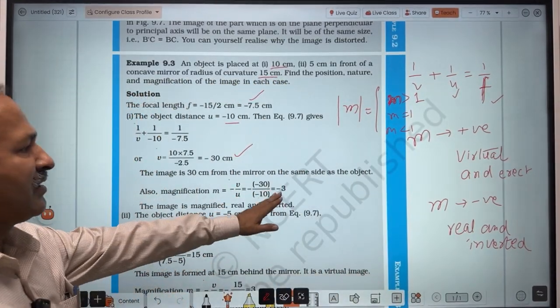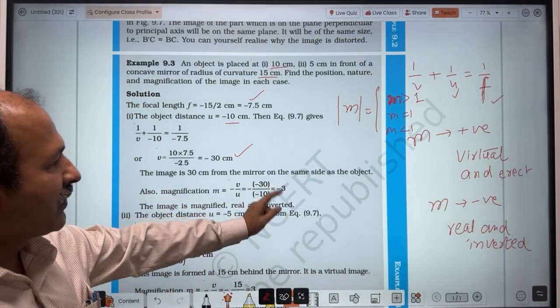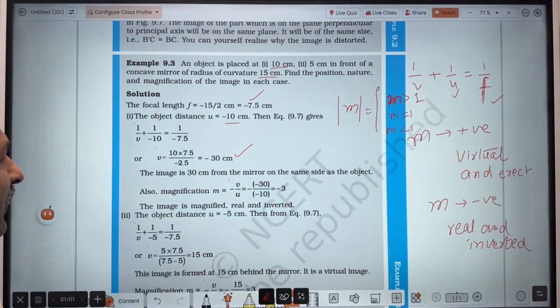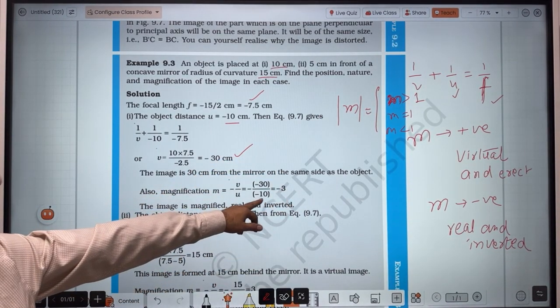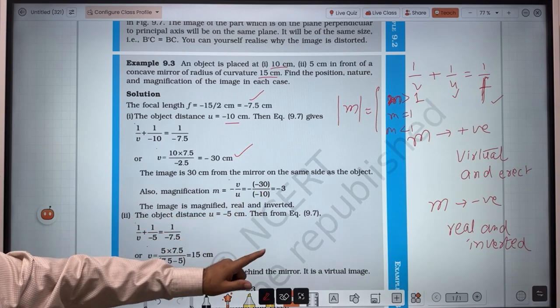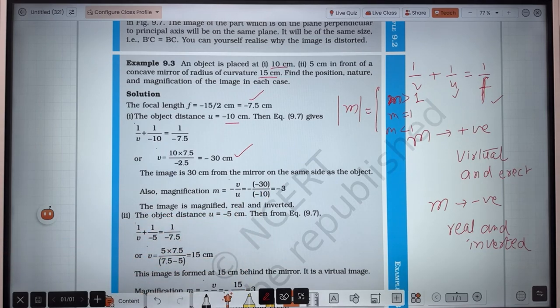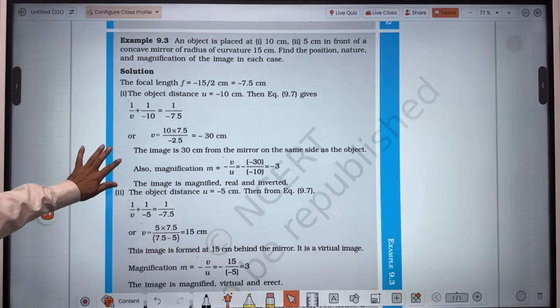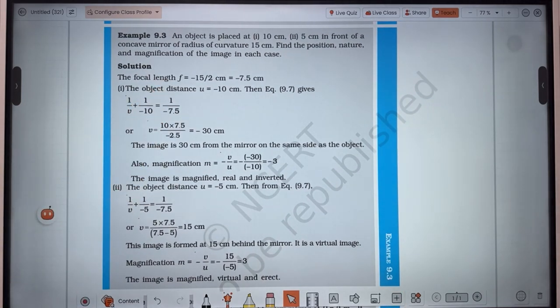So here, as per rule, we will get minus 3. Minus 3 means if we ignore the sign, we will get 3. 3 is magnified. M is greater than 1. So it is magnified, enlarged. Negative sign shows that image is real and inverted. Now, we consider second case when object is at 5 centimeter. In that case, image will be virtual.